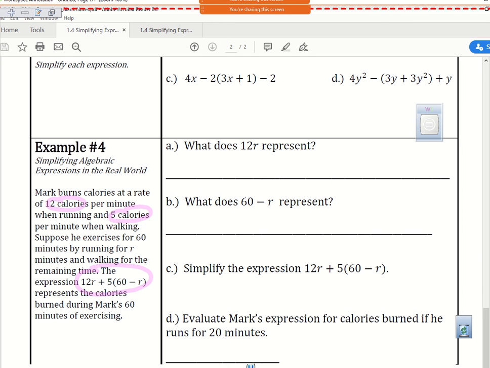Okay. What does 12R represent? Take a moment, think about it. Haley, what does 12R represent? What's that? The calories he burned when he's doing what? Walking or running? Running, yep. So it's 12 calories per minute when running. So I'm going to write 12 calories per minute while running. They even did the variable R for running.